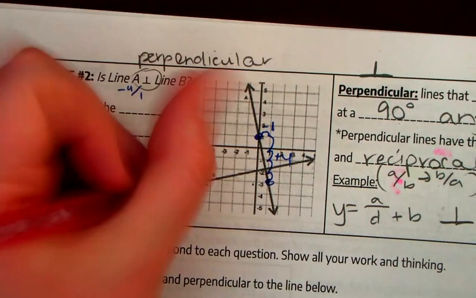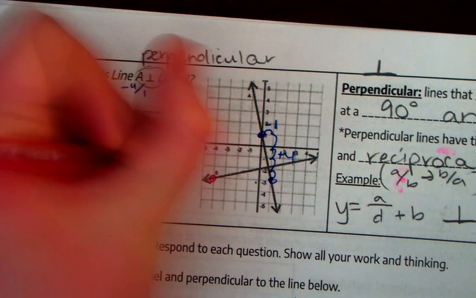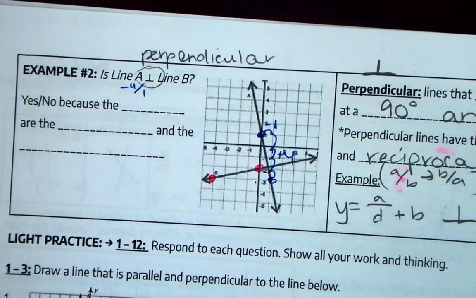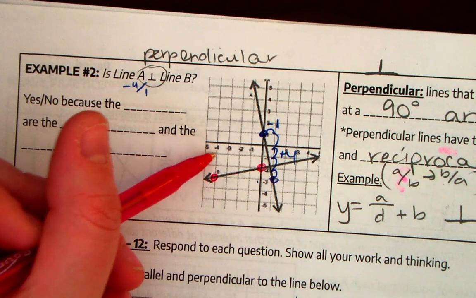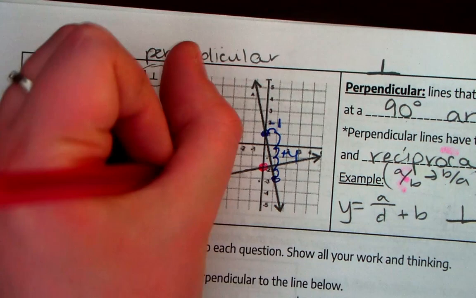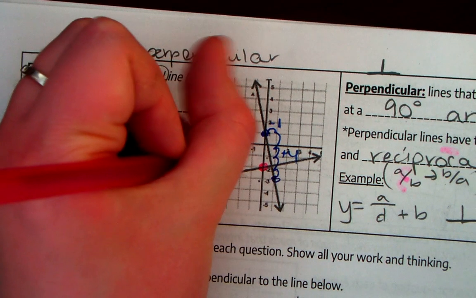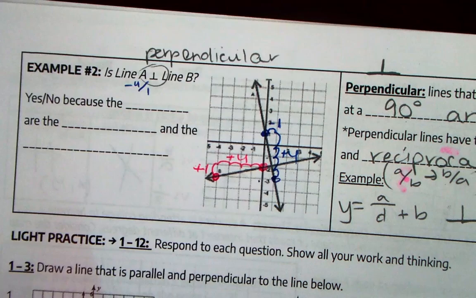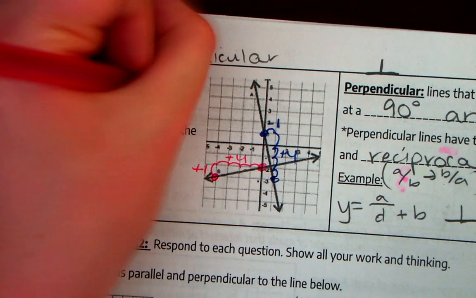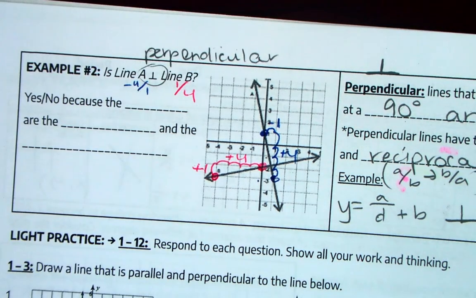And then line B, let's pick 2 perfect points. I see 1 there. I see 1 there. Those points land at integers, right? They hit the corner of the coordinate plane. Okay, so I'm going to go up 1, and then 1, 2, 3, 4. So up 1, and then to the right 4. So that rise over the run is 1 over 4. That's how that line leans.